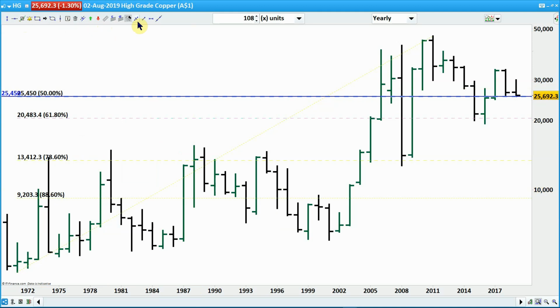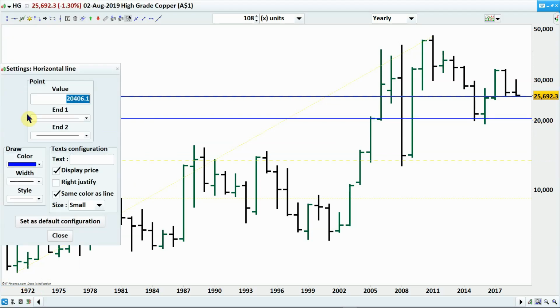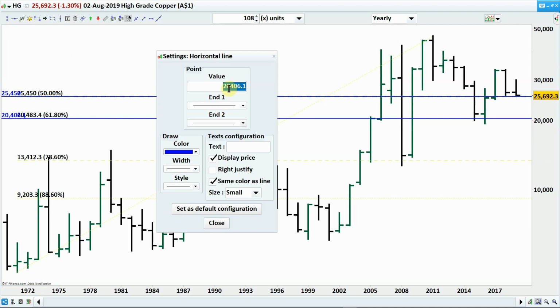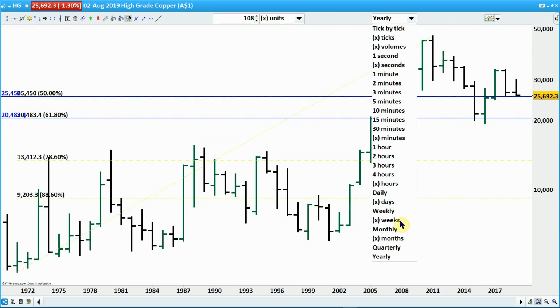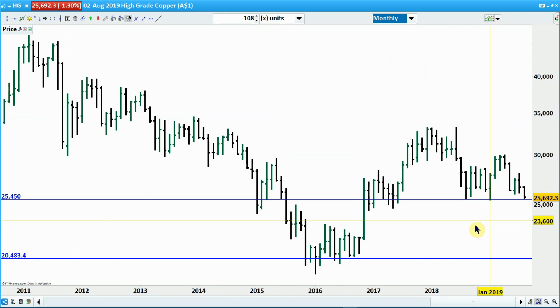The 61.8, although it's a long way to go. So from 25,450 it will be 20,483.4. So that is our two lines from the Fibonacci on the yearly. I go to monthly. Yeah. So that's a good line here, which is coming from monthly.